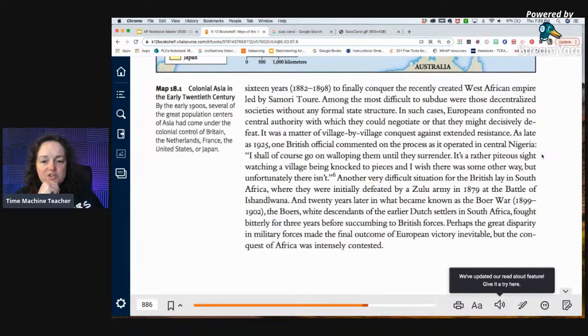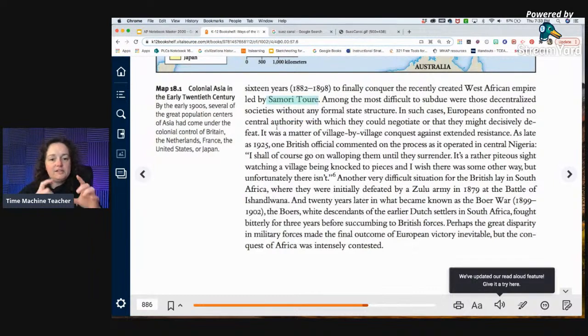Another very difficult situation for the British lay in South Africa, where they were initially defeated by a Zulu army in 1879 at the Battle of Isandlwana, and 20 years later in what became known as the Boer War. Put down that this is talking about resistance in Africa. So for resistance, we have Samori Touré.